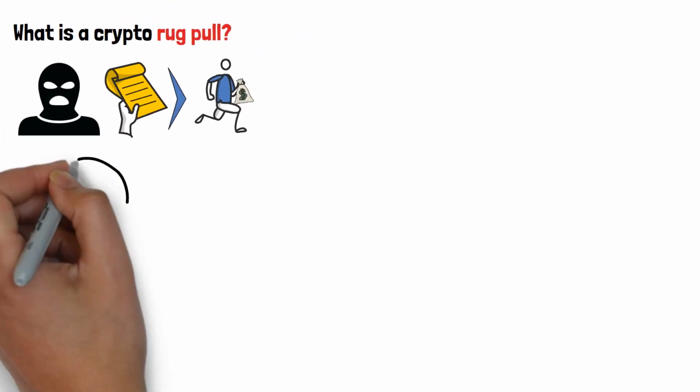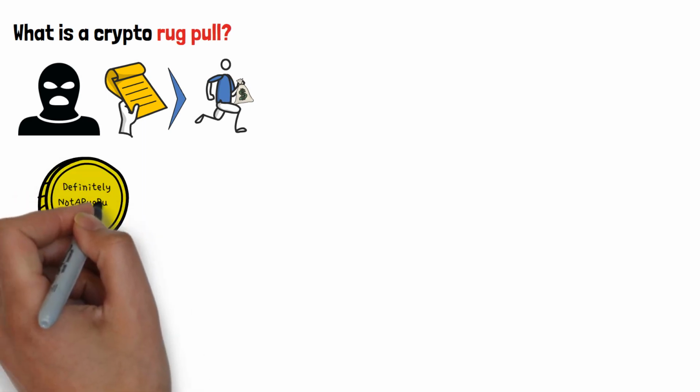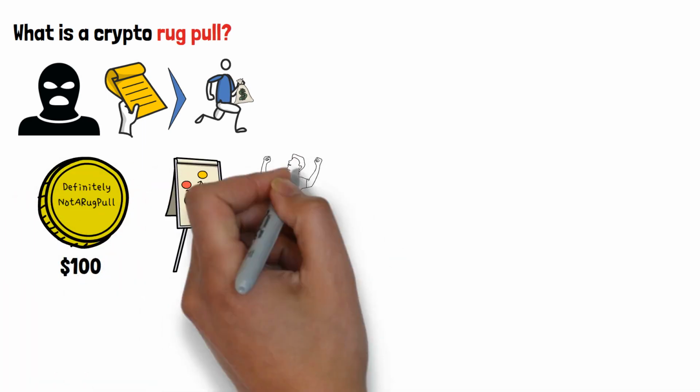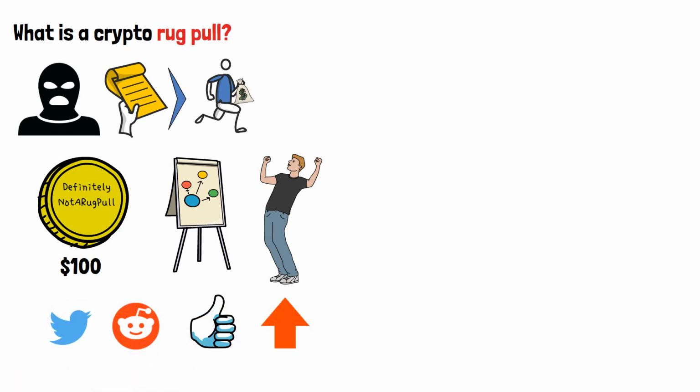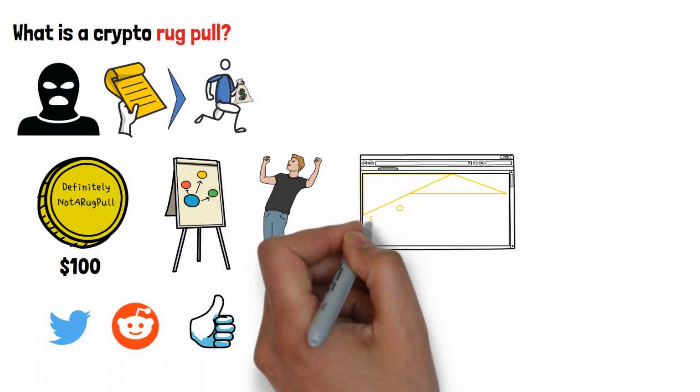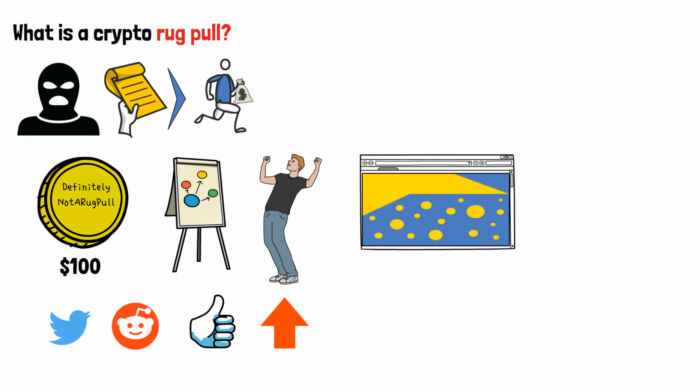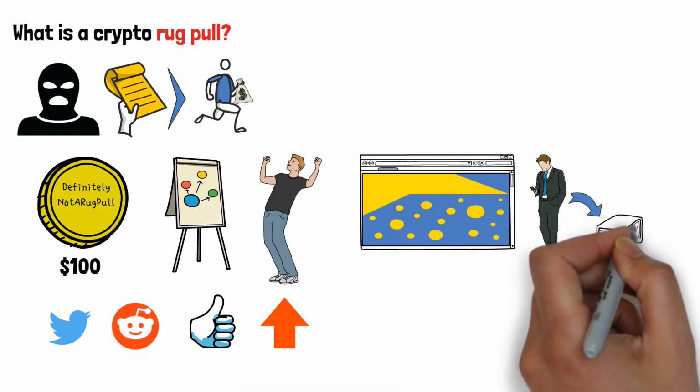Say you've bought $100 worth of a token called Definitely Not a Rug Pull. It's a brand new project and you've noticed that it has a lot of hype surrounding it already. Reddit comments, tweets, likes and upvotes, and so on. They even have a flashy and functional website. All of these things can be used to lure unsuspecting investors into a trap.